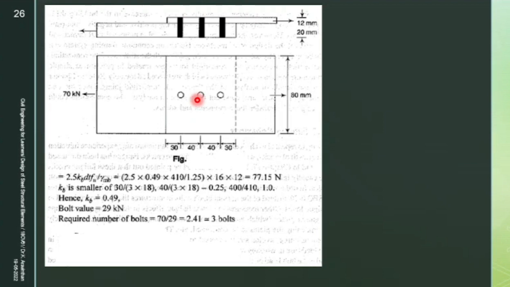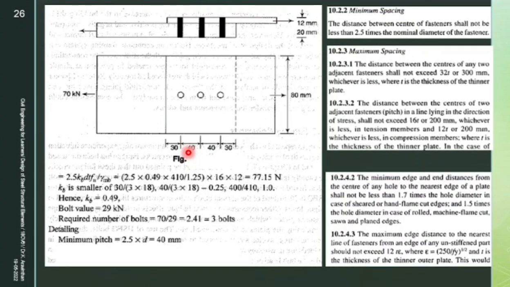2.5 times diameter of the hole. What is the answer you got? 40. So they have provided distance between 2 bolts is 40. Now your design is over. Your detailing is pitch distance is 40 mm.